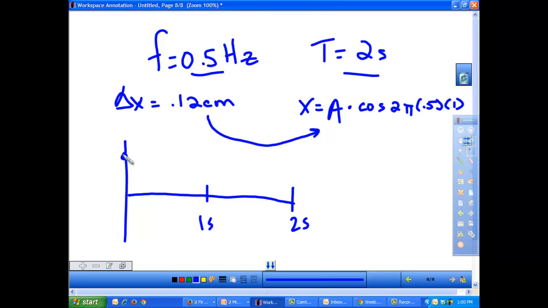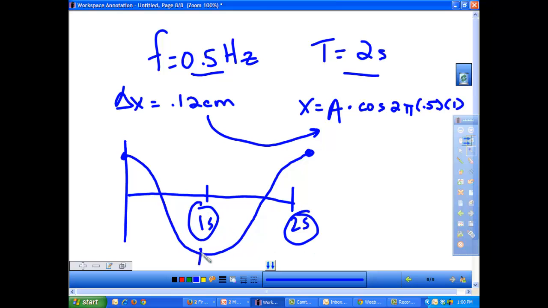Now when we do this part here, this is going to be 0. Let's see if I can freestyle this. Okay. This is what our graph ends up looking like. We know that 1 second is halfway through the cycle, so at that moment, halfway through, we should be experiencing maximum amplitude, but in the opposite direction. And when I plug this into the calculator, I definitely get negative 0.12 meters. Now remember that for these problems, your calculator needs to be in radians.